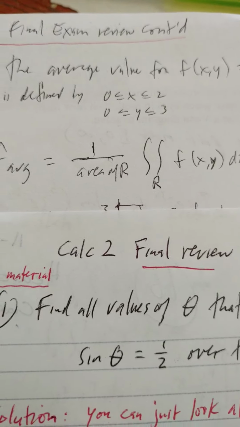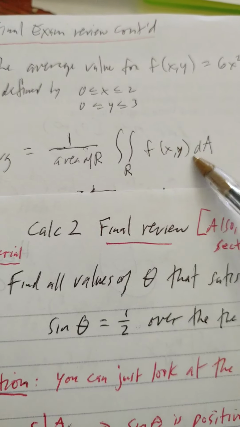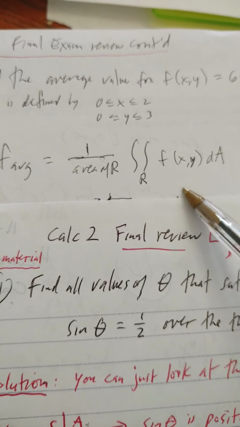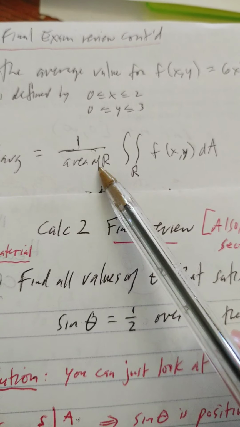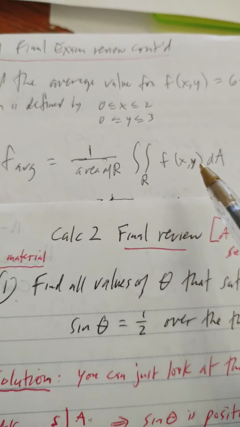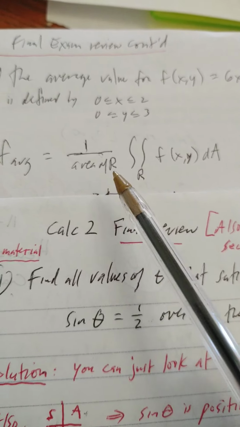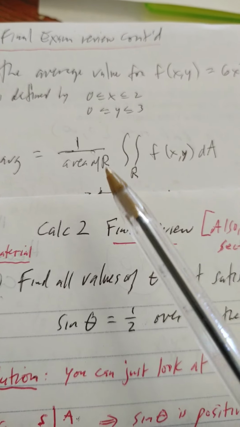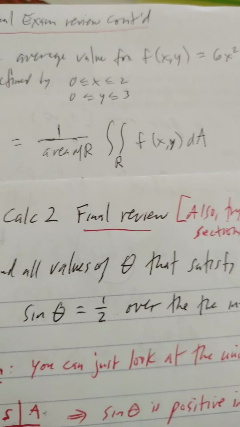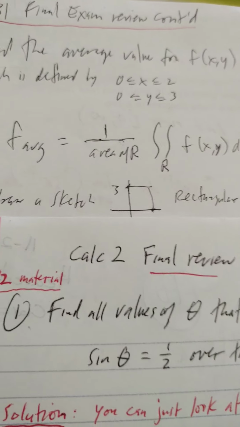To find the average value, remember we said it was the double integral, which is the volume, divided by the area of the region. Divided by the area is the same thing as writing just 1 over the area in front. It doesn't really matter. Another way of saying divided by the area is multiplying by 1 over the area. Okay, so let's take a look at this last problem.